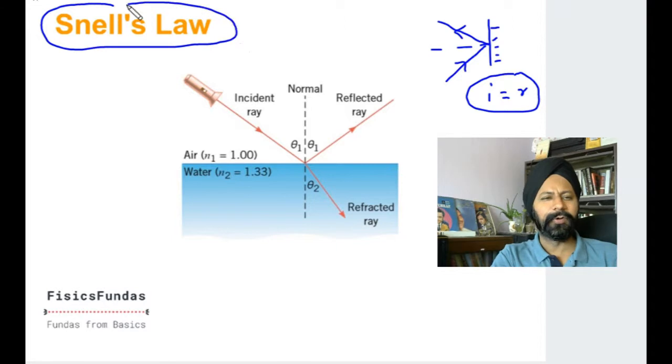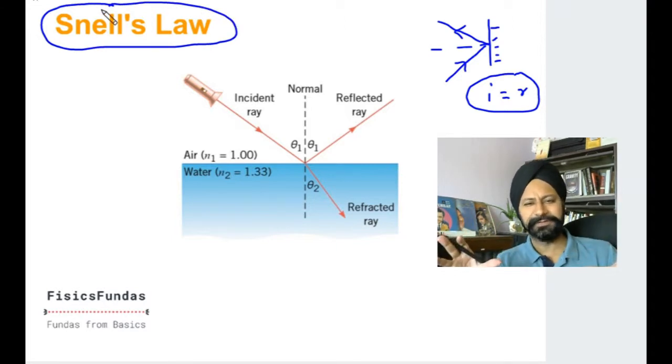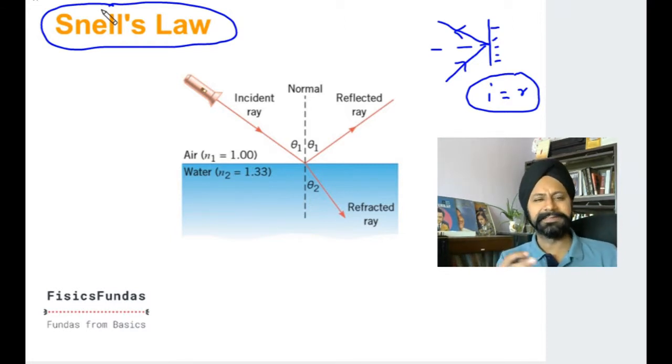So you should know what you're studying as a big picture first of all. In reflection, I equals R. The equivalent of that here is Snell's law. I will not equal R. It will be something else, but it is calculated using Snell's law. So let's talk about it.